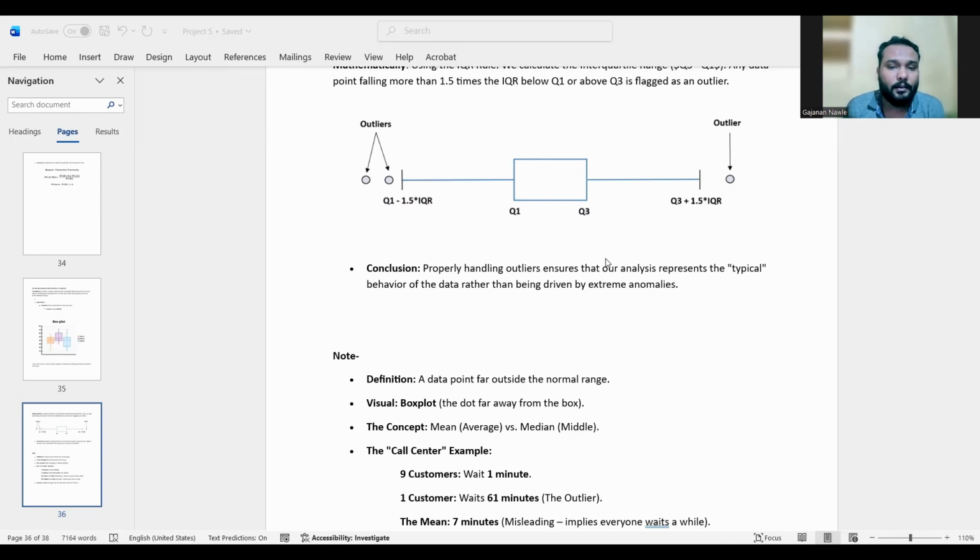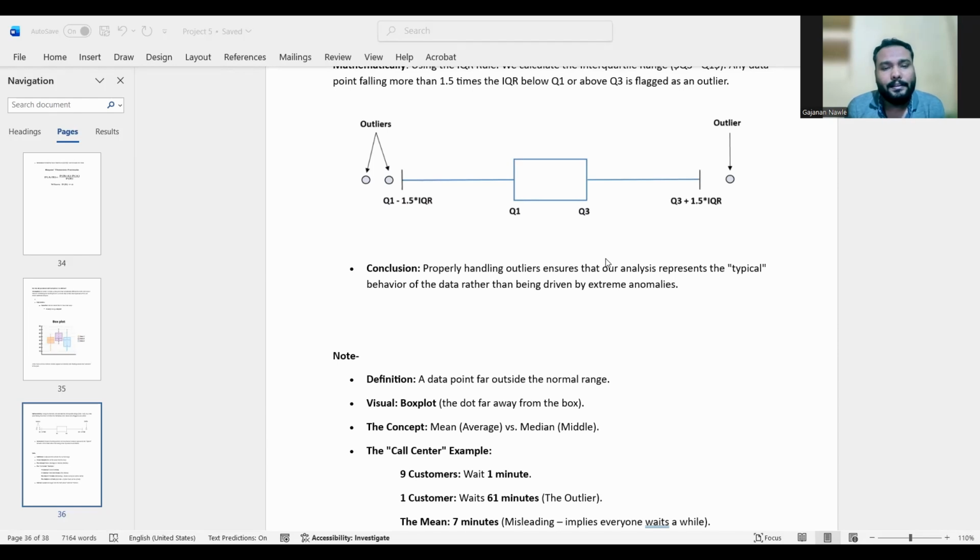Now, if you report this to the management, if you calculate the mean, you add up all of them, which becomes 9 plus 61 is equal to 70, and divide by 10. The result will be 7 minutes. So if you tell your boss the average wait time is 7 minutes, he will think that the whole team is slow, and he might try to fix a problem that doesn't even exist. But if you calculate the median, the answer becomes 1. Why? Because one of those cases is the outlier.